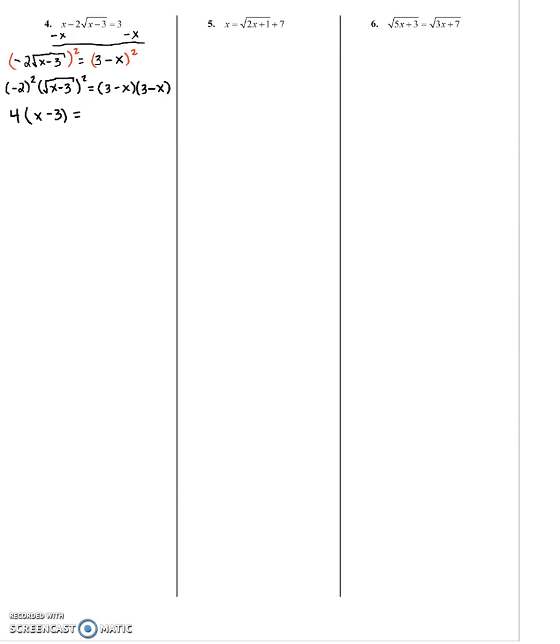And now we have to FOIL. So when we FOIL and then combine like terms, we end up with 9 minus 6x plus x squared. Now we need to distribute on the left-hand side. So we have 4x minus 12 equals 9 minus 6x plus x squared. Now we need to get everything on one side of the equation so that it equals 0. So we will subtract 4x and add 12 to both sides.